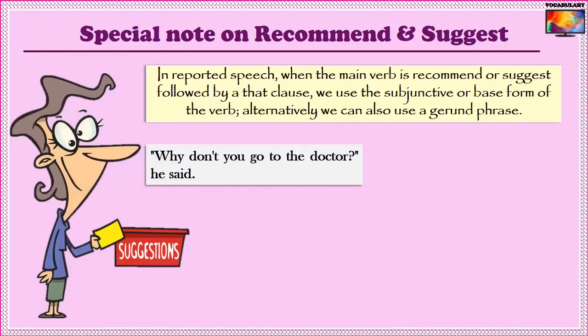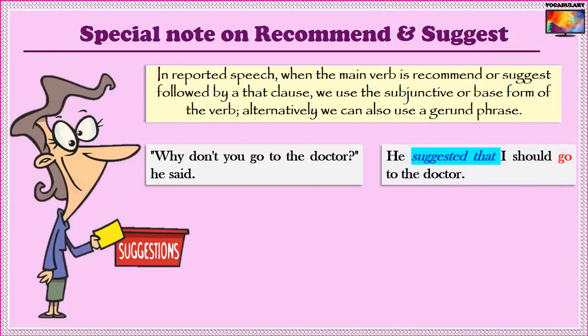"Why don't you go to the doctor?" he said. This might look like a question, but no, it's not a question. Quick check. Is the speaker seeking some information? No, definitely not. He is giving a suggestion. So in indirect speech, we would say, he suggested that I should go to the doctor. In this sentence, we can drop the word that or the word should or both, and the sentence would still be correct. So I can say, he suggested I go to the doctor. It's correct. Note that we used that clause to join. Alternatively, we can say, he suggested going to the doctor, which is also a correct sentence and uses a gerund phrase starting with going.